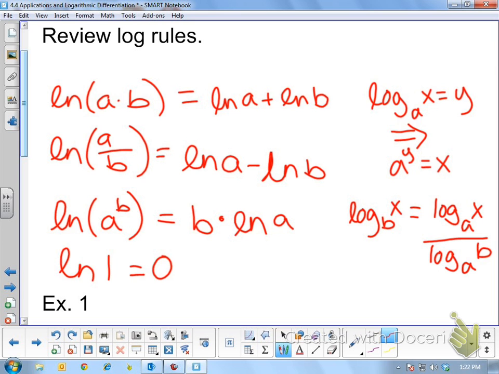Where'd the... You can make it anything you want, as long as they're both the same.